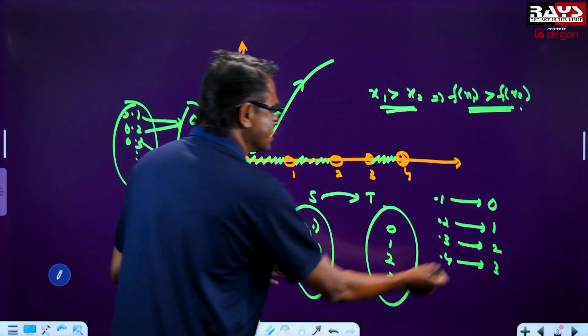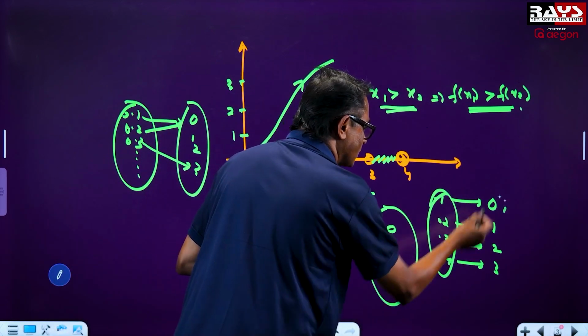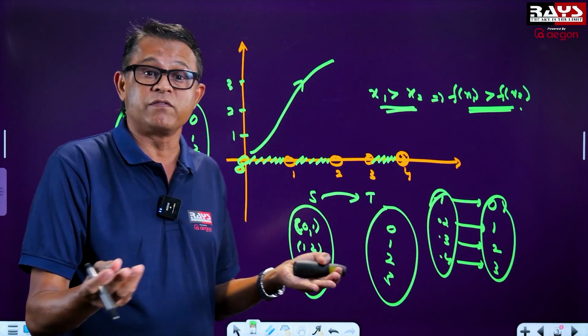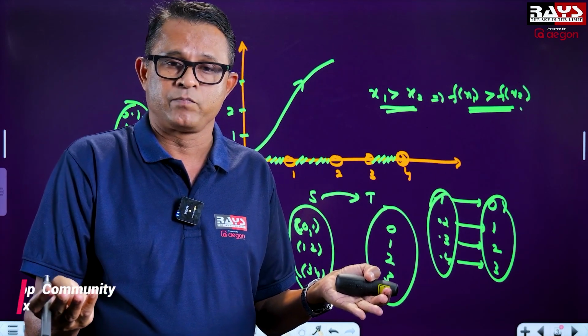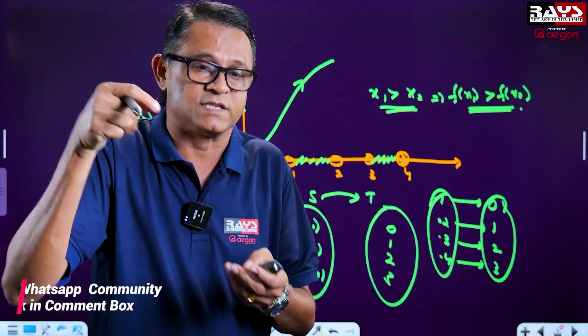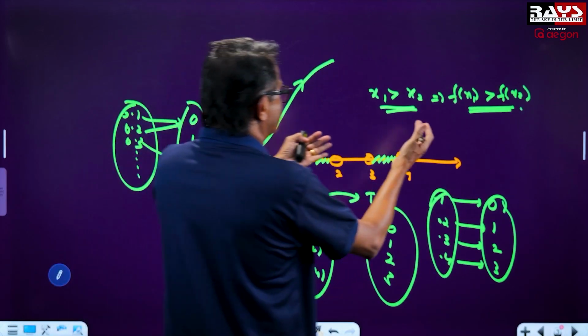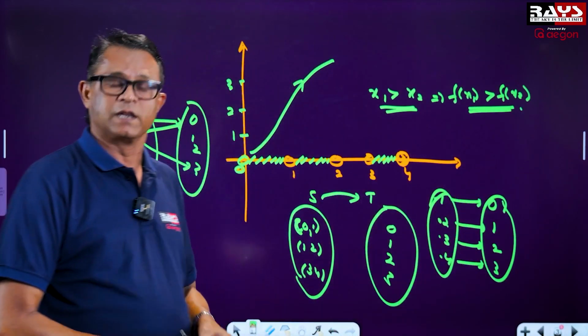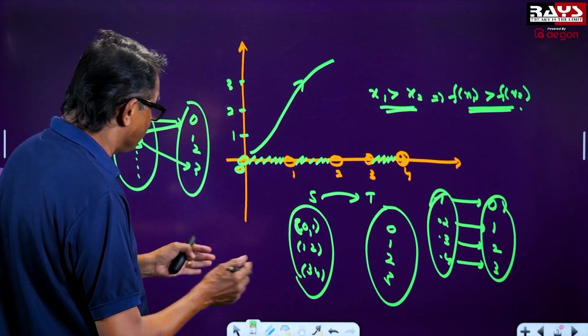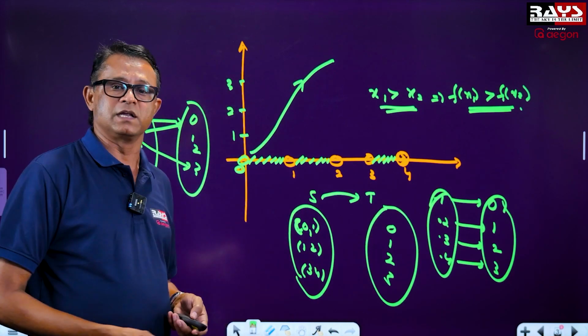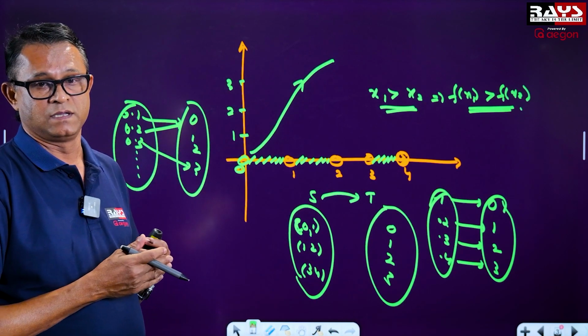We can only map these 4 elements. So for the remaining elements we cannot find an image. Why? Because it is strictly increasing. Strictly increasing means what? When x1 greater than x2, f of x1 should be greater than f of x2. So we cannot form a strictly increasing function in this case.